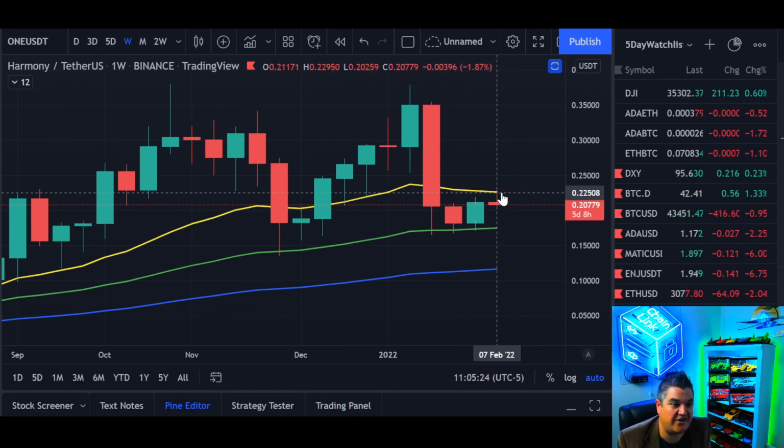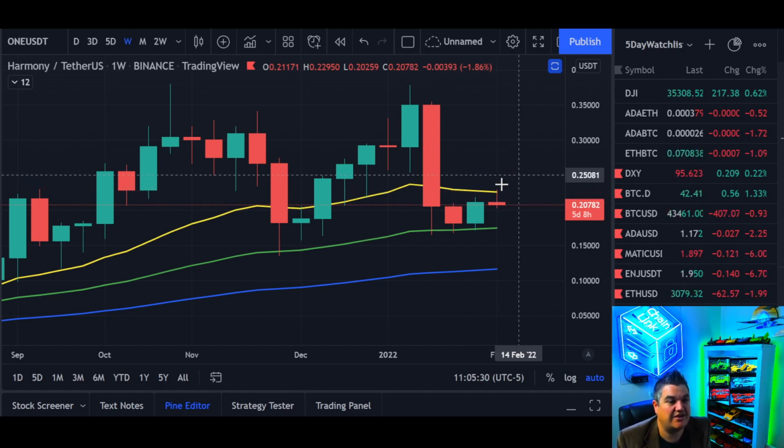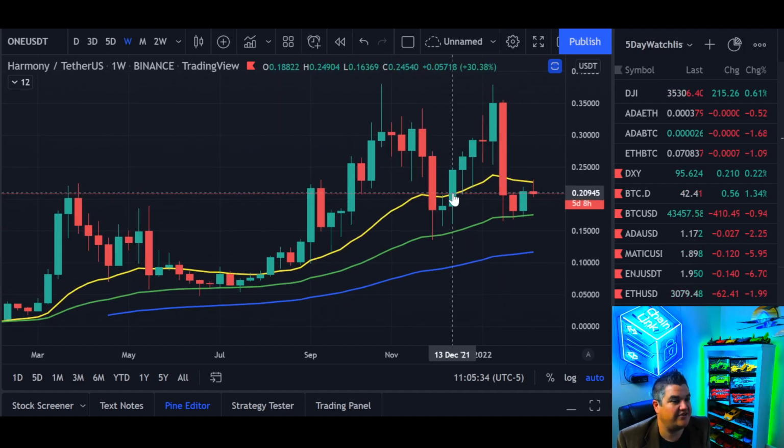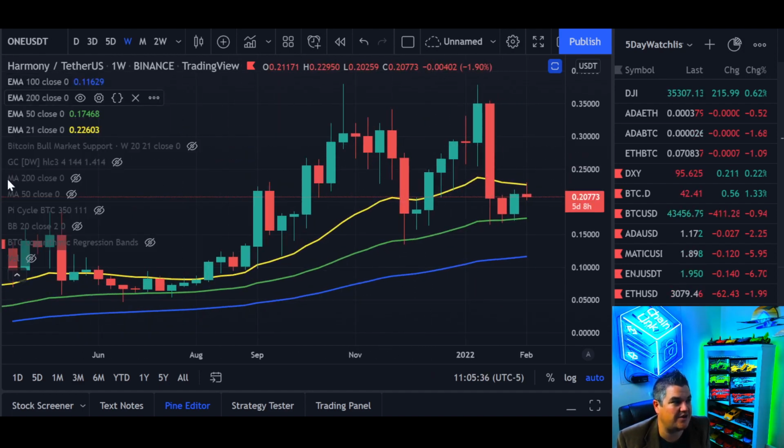So that's what you need to be focusing on. Step one, the daily chart. If you want the bigger picture, if we can hold support around that 22.5, 23 cents, the 21-week EMA, then Harmony One can get moving again. So it's doing well. Let's go look at a couple other things.